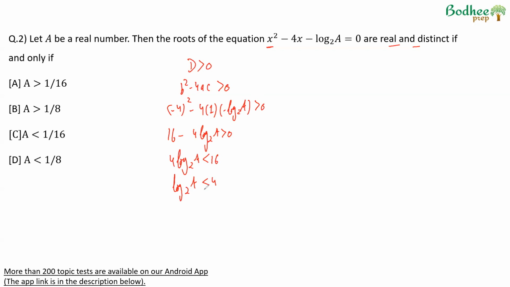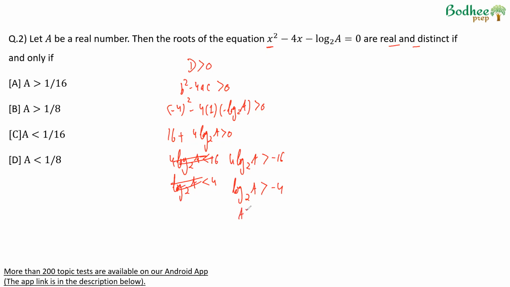is less than 4. And therefore, this will become positive. So minus minus, so we'll write 4 log a to the base 2 is greater than minus 16, which means log of a to the base 2 is greater than minus 4 divided by 4. This is what we get.